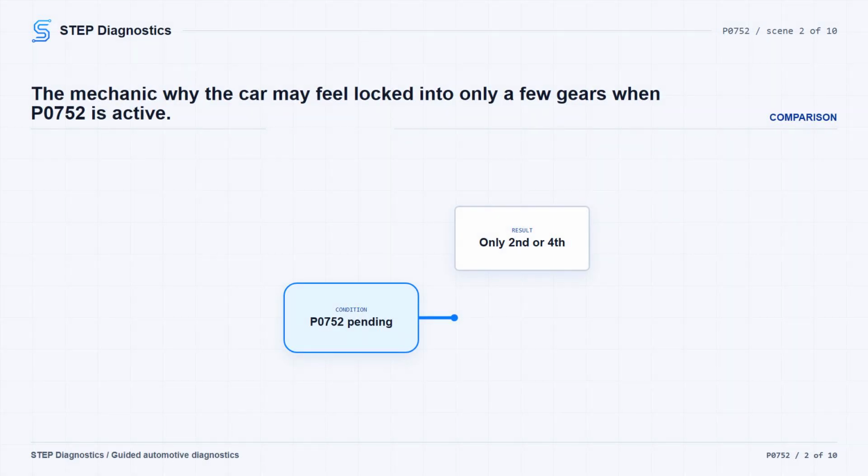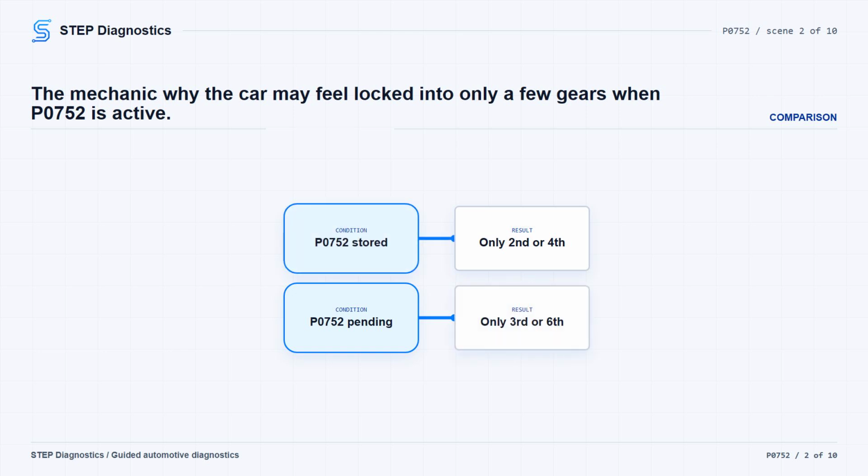If P0752 is stored, the transmission does not shift to any gear other than second or fourth gear. If it is only pending, it does not shift to any gear other than third or sixth gear.